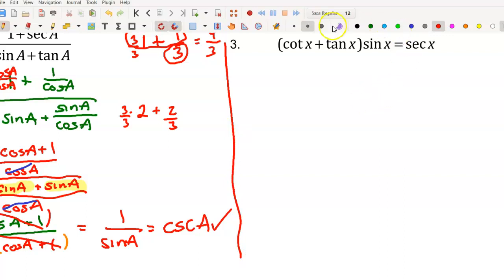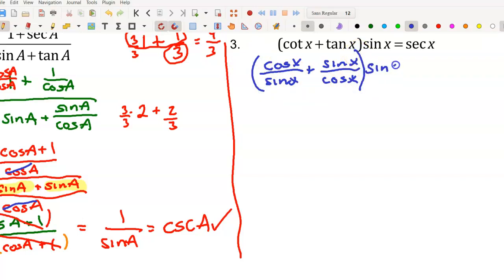Same method. Take everything that's not sine and cosine on this side and switch it around. So cotangent and tangent, we can write those as cosine x over sine of x plus sine of x over cosine of x. Those are reciprocals. Times sine of x.